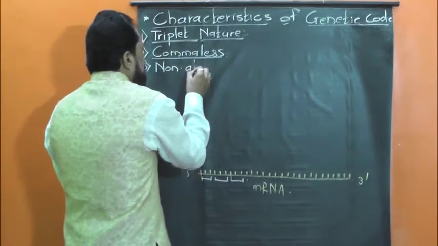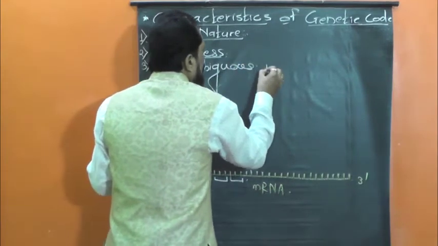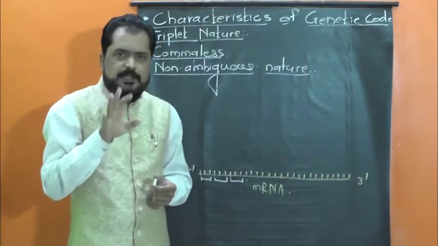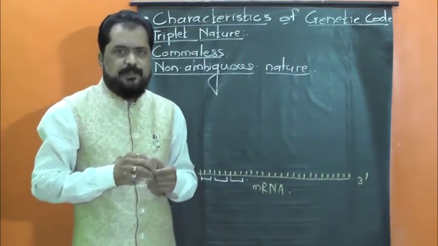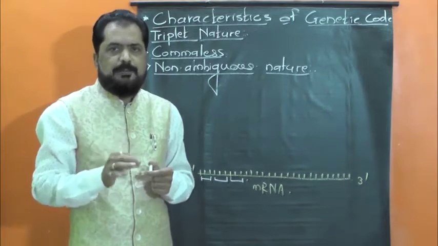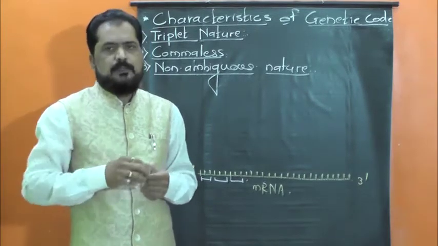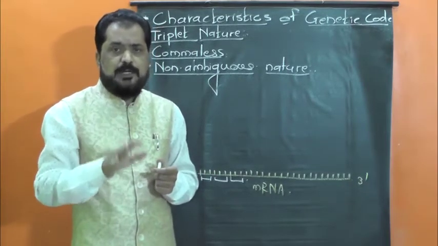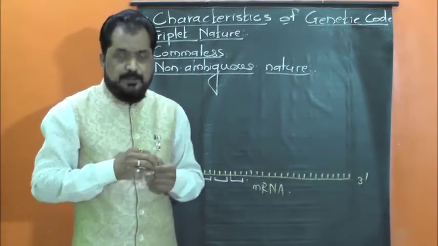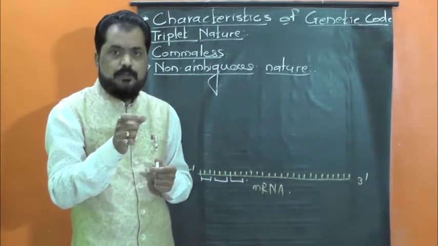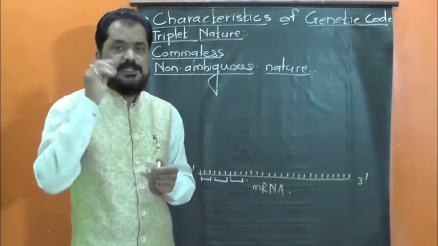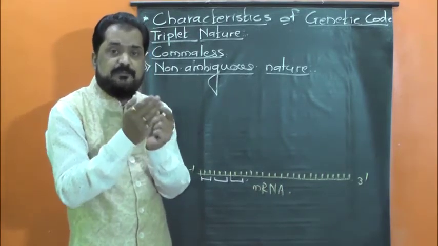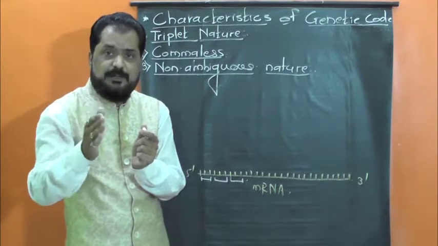Next, non-ambiguity or non-ambiguous nature. Non-ambiguity means what? A particular codon specifies a particular amino acid only. याचा अर्थ विशिष्ट कोडॉन विशिष्टच अमाइनो ऍसिड ला स्पेसिफाय करतो. Particular codon, it carries information for a specific amino acid.